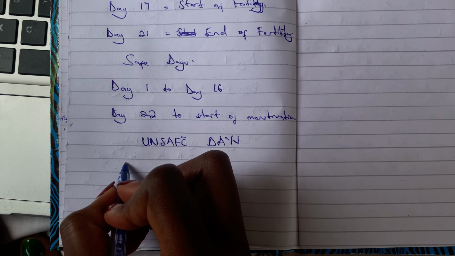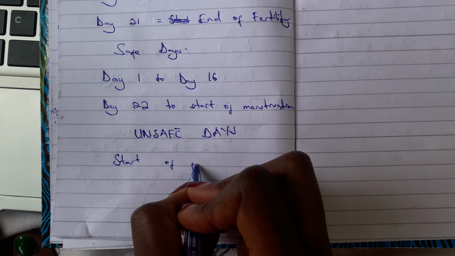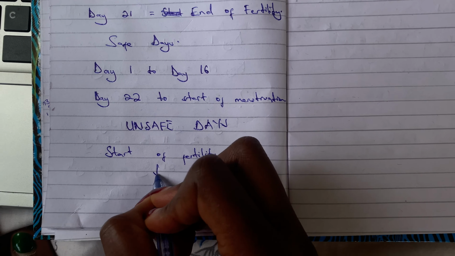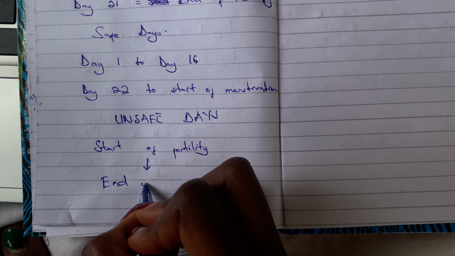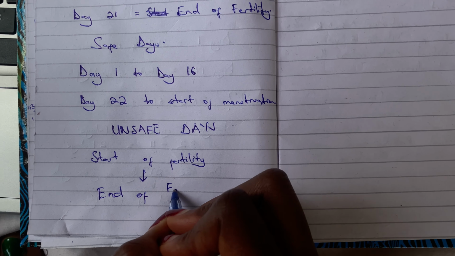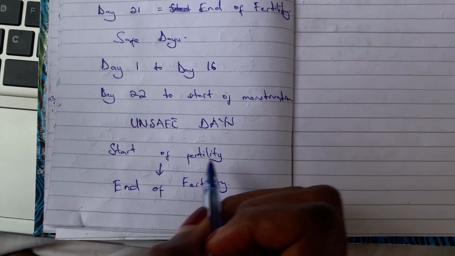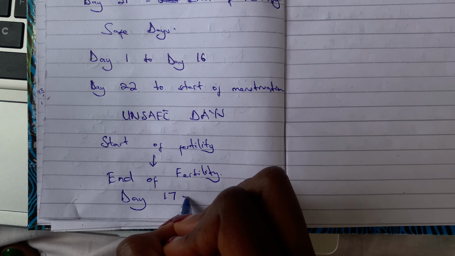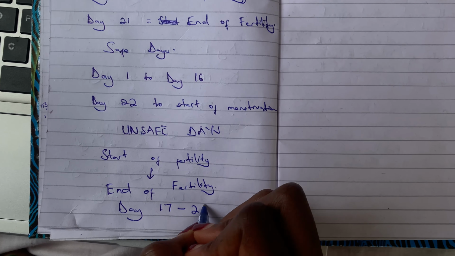The unsafe days are from when you start fertility until you end fertility. From the day you start fertility to the end of fertility, those are unsafe days. And if you're not trying to conceive, please don't use them.